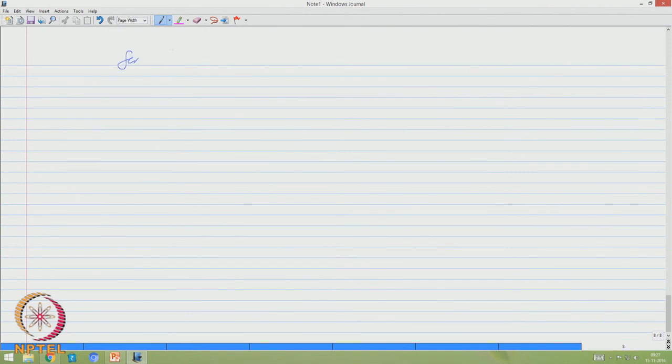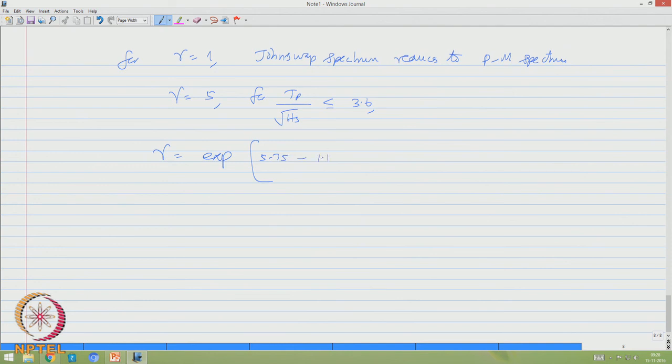Interestingly, for gamma equals 1, the JONSWAP spectrum actually reduces to the conventional PM spectrum. For Tp by root Hs less than 3.6, gamma is given by a separate equation, 5.75 minus 1.15 Tp by root Hs. Gamma can be taken as 5 if this value satisfies. For any other value of Tp by root Hs more than 3.6, this equation can be used.